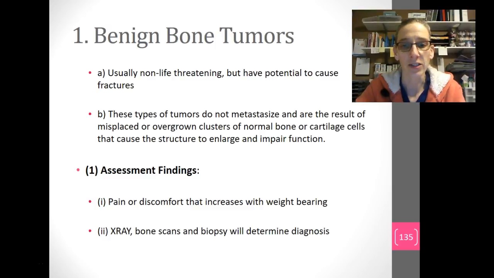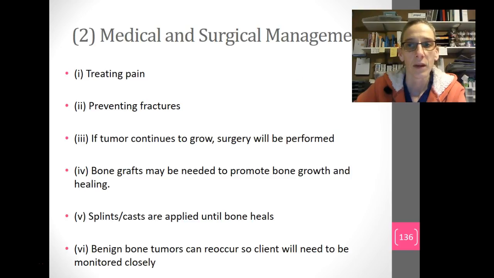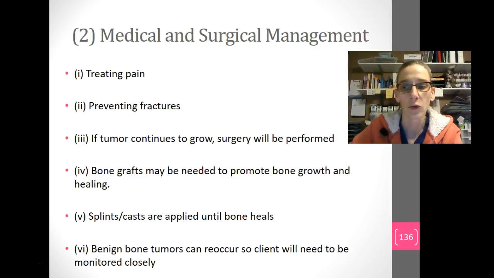Assessment findings are pain or discomfort that increases with weight bearing. X-ray, bone scans, and biopsy will help determine diagnosis. Medical surgical management for bone tumors include things such as treating the pain, obviously, preventing fractures. If the tumor continues to grow, they will need to perform surgery. Bone grafts may be needed to promote bone growth and healing.